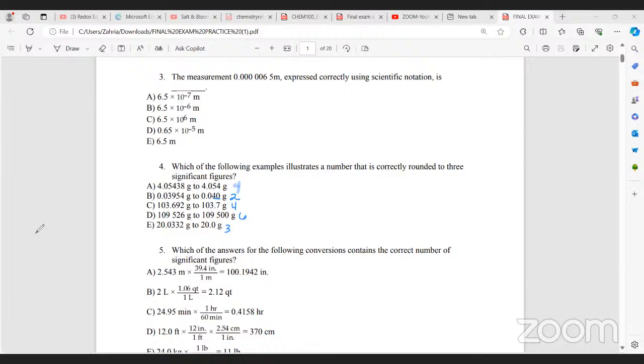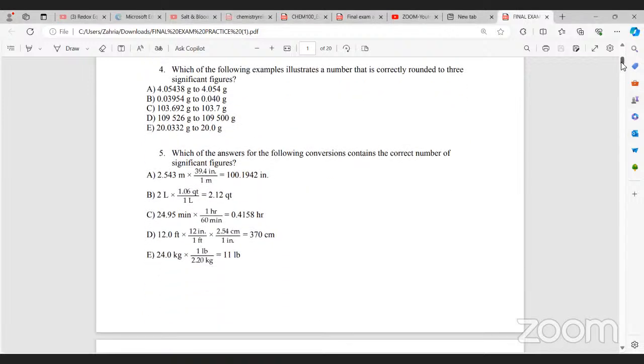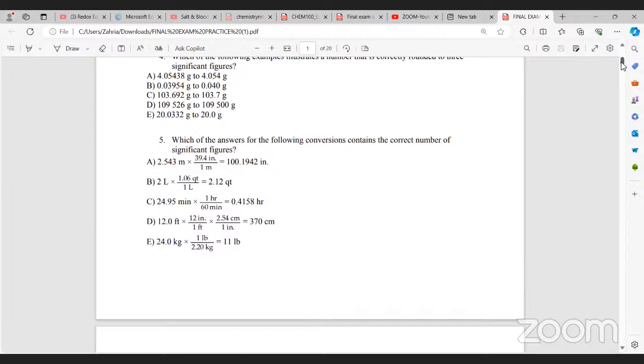Now, let's erase that, and let's take a look now at number 5. For number 5, they want to know which of these answers has the correct number of significant figures. So now let me zoom in so you all can see the problem a little closer, okay? Which one of these final answers here has the correct number of significant digits? So here's how you're going to answer this question.